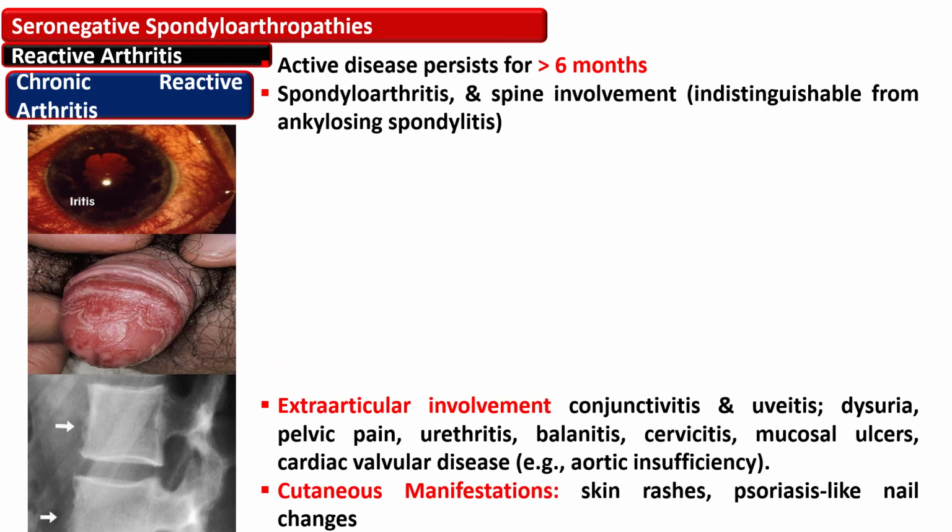Extra-articular involvement includes conjunctivitis, uveitis, dysuria, pelvic pain, urethritis, balanitis, cervicitis, mucosal ulcers, cardiac valvular disease, and aortic insufficiency. And there are some cutaneous manifestations also, such as skin rashes and psoriasis-like nail changes.